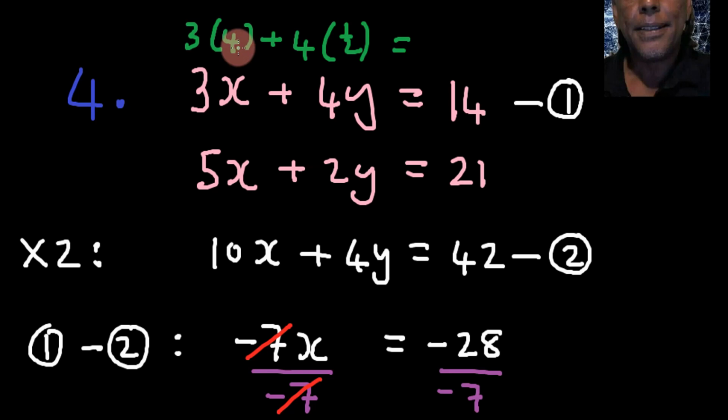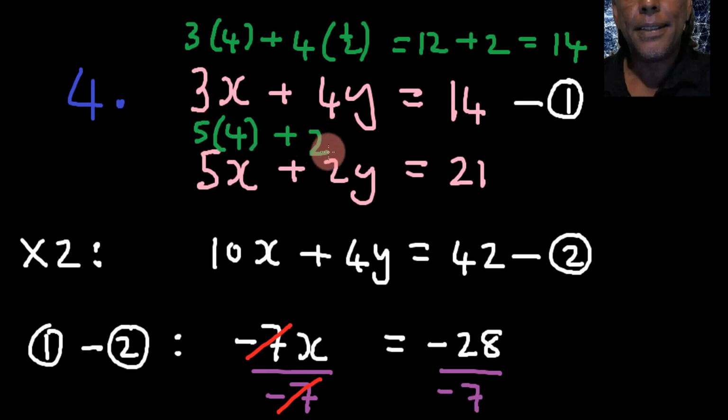So 3 times 4 is 12. And 4 times a half is 2. And we do get 14. Let's plug it into the second equation. Five times 4 is 20. 2 times a half, of course, is 1. And we also get 21.